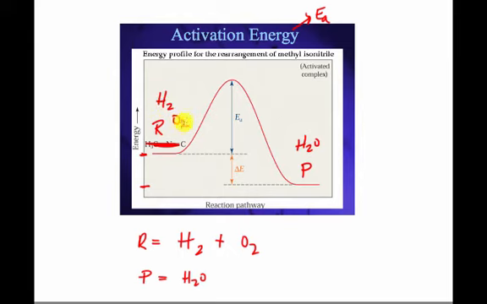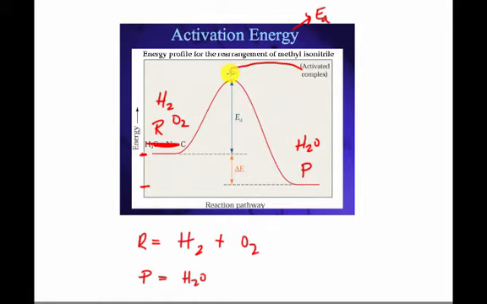But if I allow them to collide together at a higher temperature, the particles are moving with more speed. They're going to collide more often and the collision is going to have more energy because of the kinetic energy that's there. So the particles can then form the products.